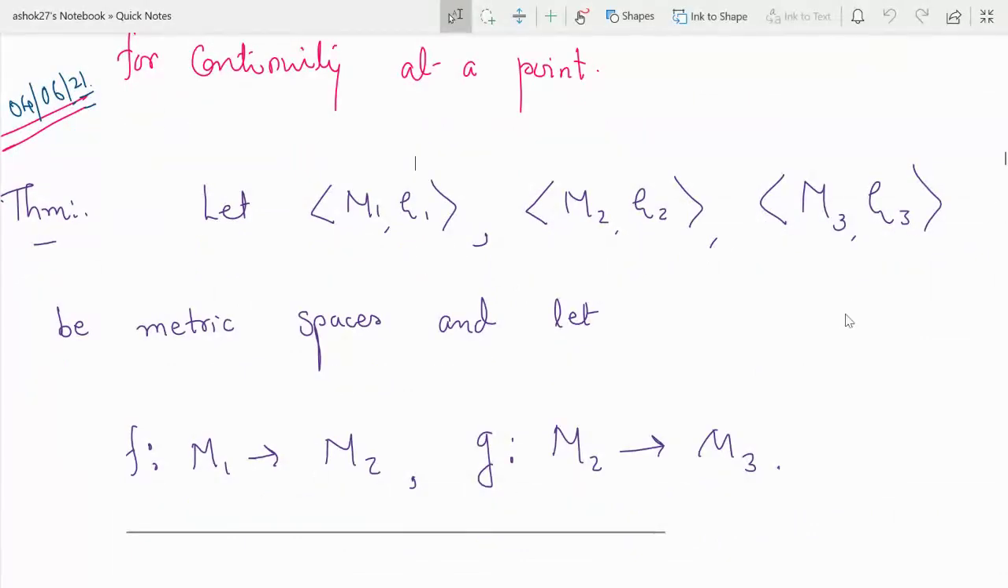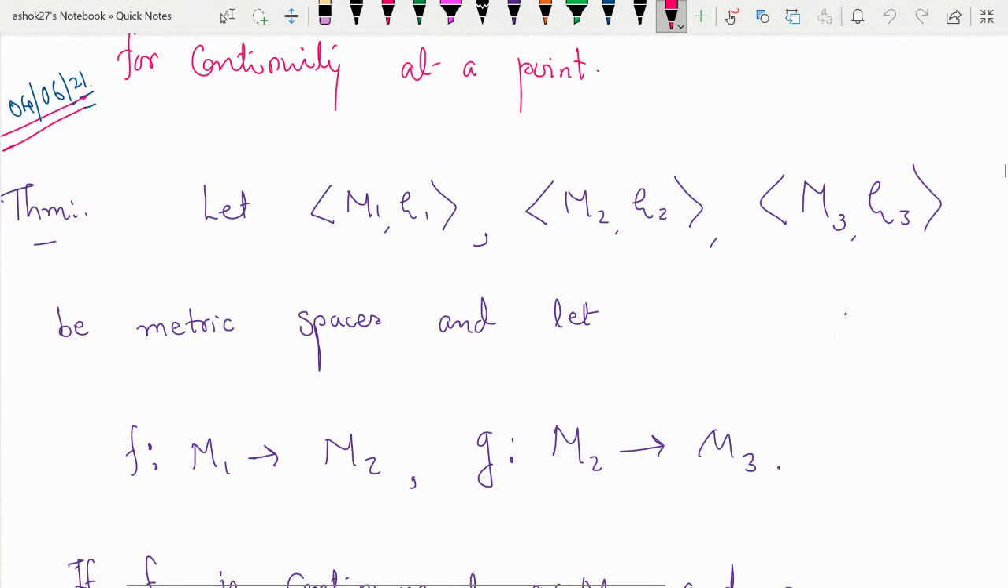So let's welcome to the third lecture of MAT-601. So this is our third lecture. Last lecture, that is the second lecture, I took on 4th June 21. So this is our lecture number 3.